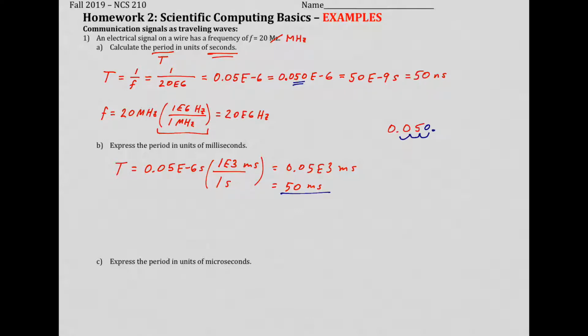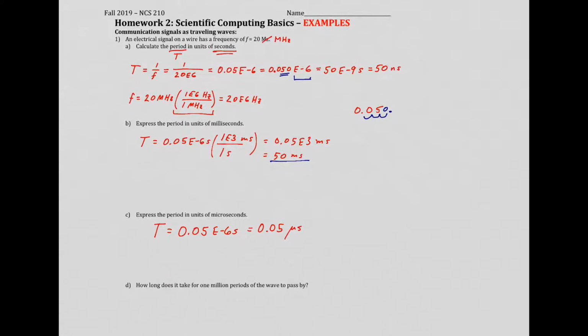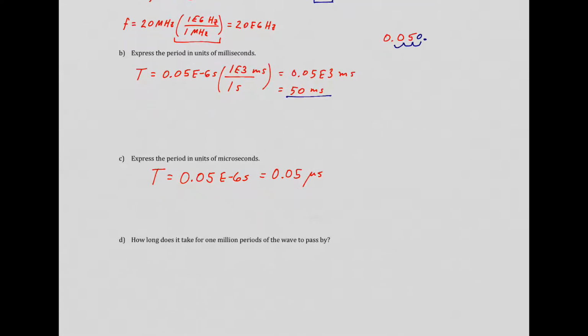Okay, 50 milliseconds. If we want to convert to microseconds, let's see, we already have e to the minus 6 seconds here, so the e to the minus 6 is a micro. T is equal to 0.05 e to the minus 6 seconds, but e to the minus 6 seconds is a micro, so that's 0.05 microseconds. Okay, hoping this helps. How long does it take for 1,000,000 periods to pass by?